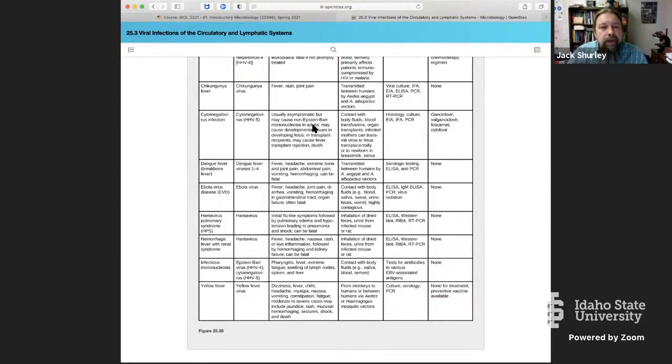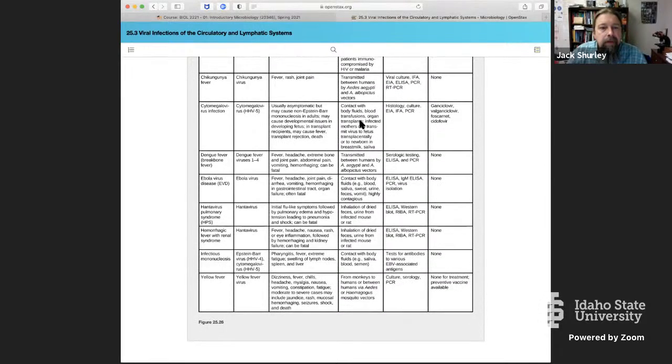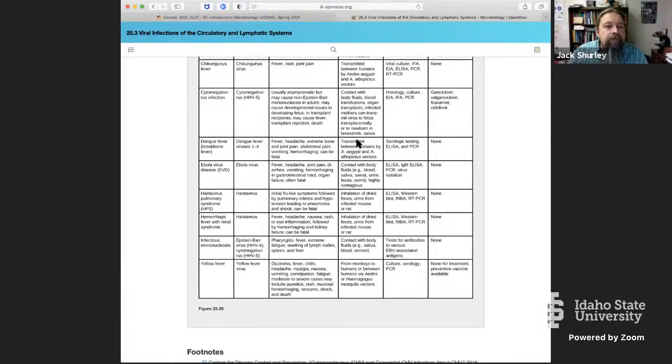Cytomegalo is another herpes, herpes 5, also asymptomatic, but it can result in something like Epstein-Barr, like mono that you can see in adults. So body fluid transmission, there's potential for the mother to pass it on to the child as well.